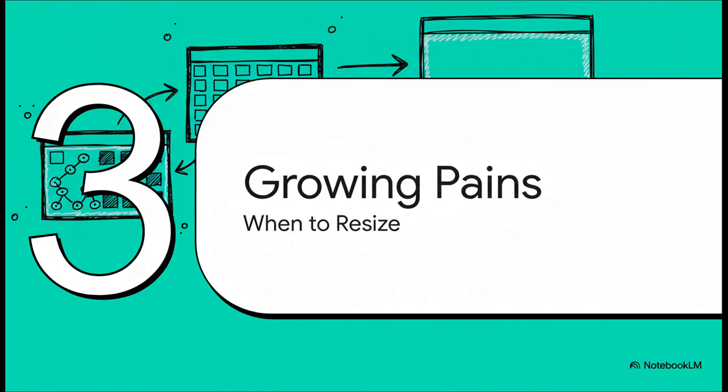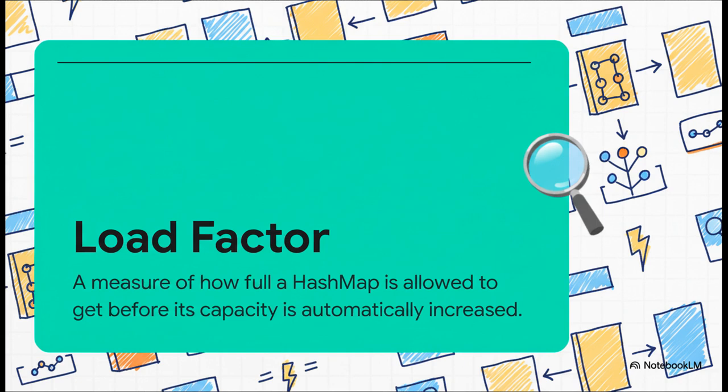And speaking of resizing, that's a really fundamental part of how a hash map stays healthy and fast. Which, of course, brings us to our next section, growing pains. So, how does a hash map know when it's time to get a bigger house? It has this internal sensor, and it's called the load factor. The best way to think about it is like a fill line on a measuring cup. Once the stuff inside hits that line, it's time to pour it all into a bigger cup.